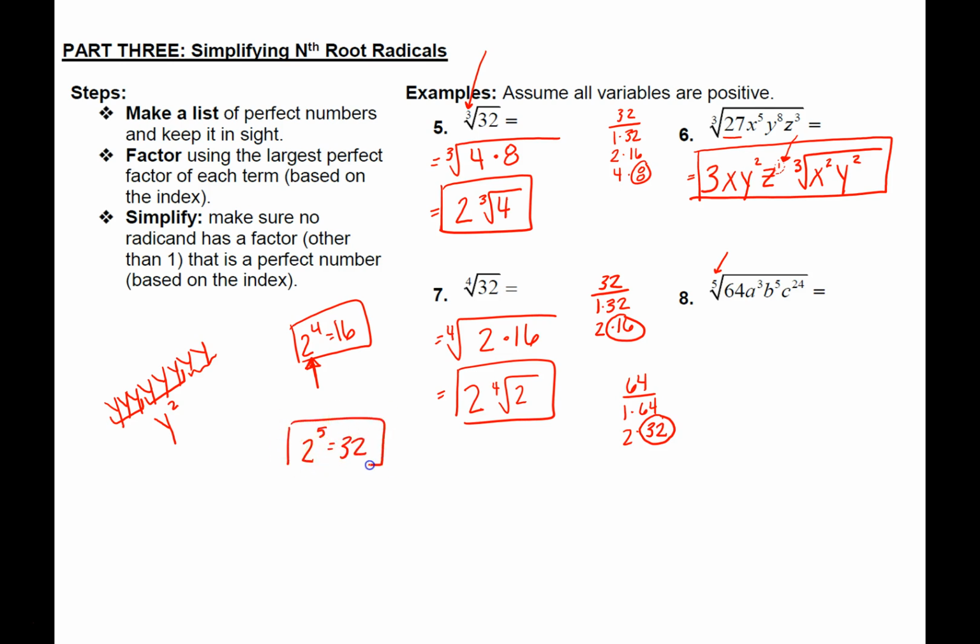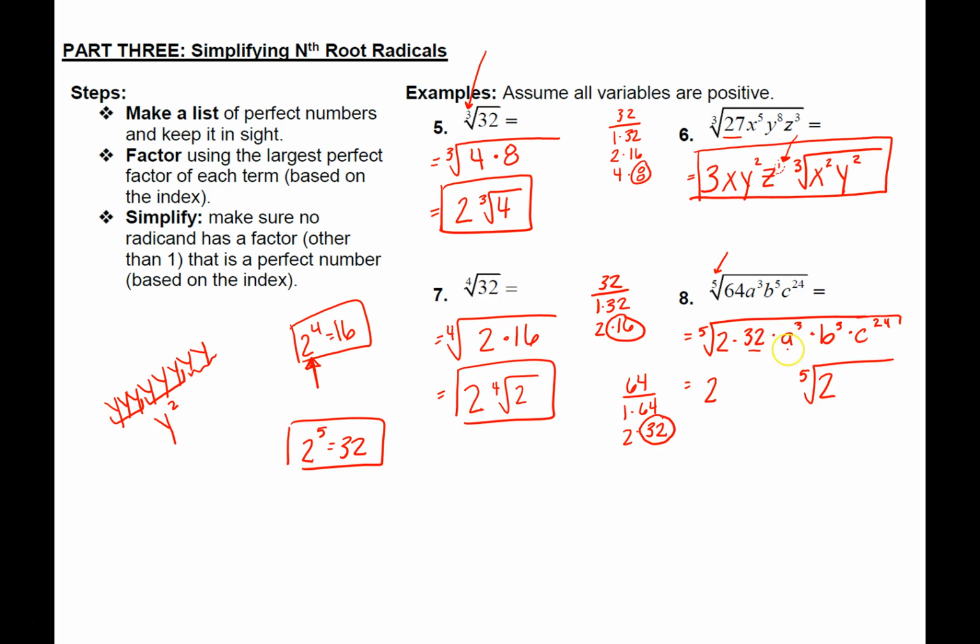So that means I'm going to be able to rewrite this as the 5th root of 2 times 32 times a to the 3rd times b to the 5th times c to the 24th. Okay, so the 5th root of 2 stays as it is, but the 5th root of 32 is 2, because 2 to the 5th is 32.